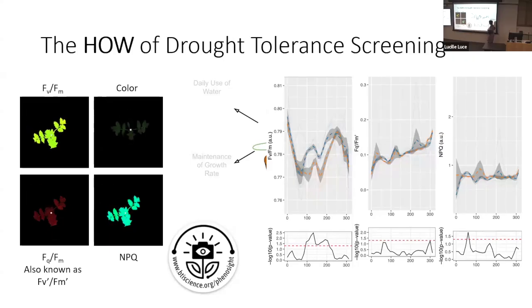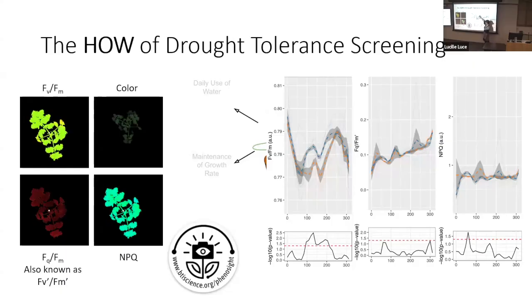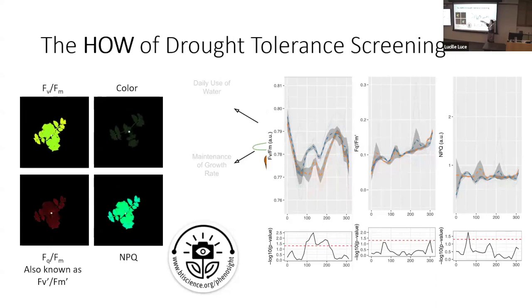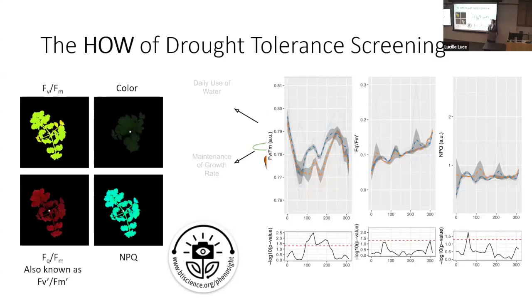Here again we've got an experiment with tomatoes over time. You can see that FV over FM differs at some point, but then it comes back. That shows you the value of looking at dynamic systems and looking as closely as possible, because otherwise, if we measured only here and here, we would say FV over FM is not changing.